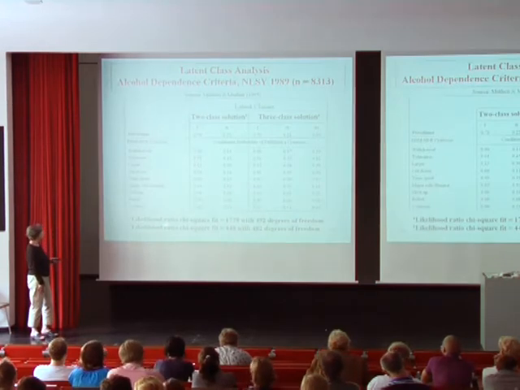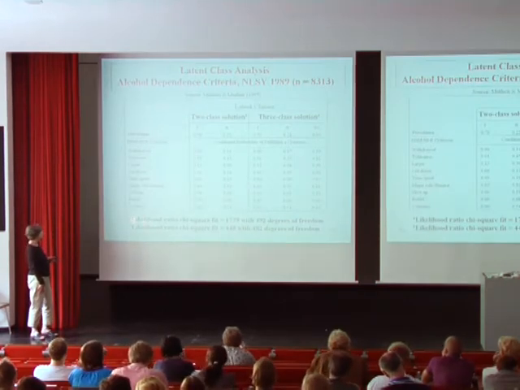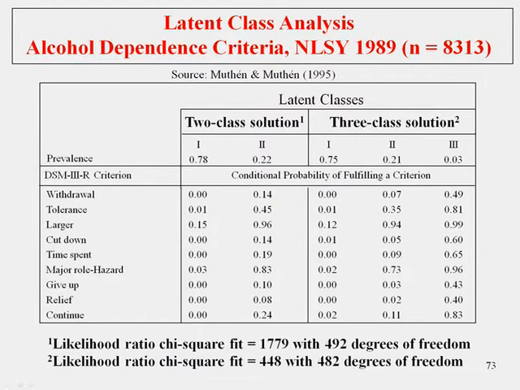If you look at the very bottom, you'll see that the likelihood ratio chi-square for the 2-class solution is very large, 1,779 with 492 degrees of freedom, whereas the likelihood ratio chi-square for the 3-class solution is much lower at 448 with 482 degrees of freedom. So we're going to concentrate on looking at the 3-class solution, the results from that.